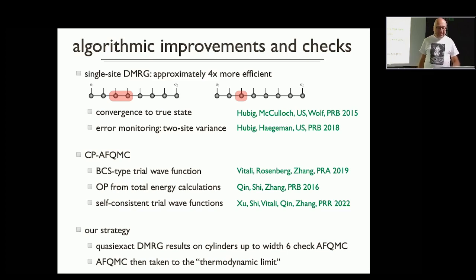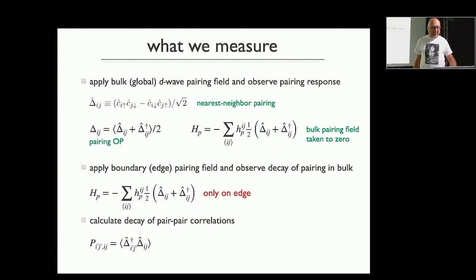So our strategy is, let's take the quasi-exact DMRG results on cylinders up to width 6 to check AFQMC, and take AFQMC to the thermodynamic limit, because they can do quite large systems. What we measure is, if you also impose the proper sign structure, the order parameter which you have for d-wave. We trigger it by a pairing field and then extrapolate by taking the pairing field to 0. That's what you would also, for example, do in a magnet. What we also do is we apply this pairing field only on the boundary of the system, trigger the superconducting order, and see how it decays into the bulk.